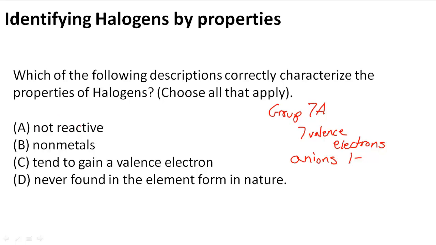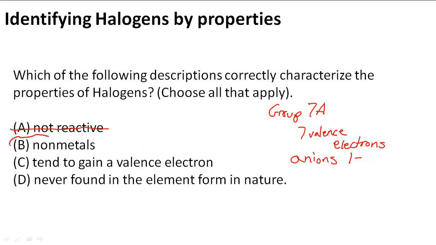So A is not reactive. That's not true because we know that it reacts to get 1 more valence electron, so A is out of there. B, they are non-metals. This is very true because they exist in a gaseous state, and usually these are the nonmetals that react with the metals on the very left side of the periodic table.